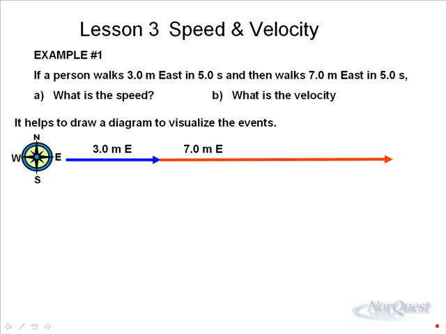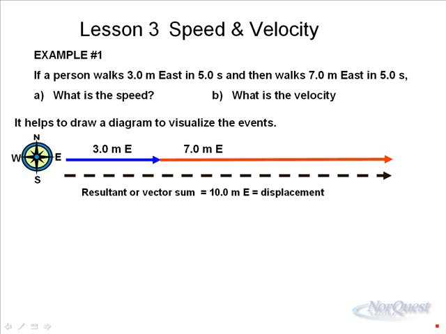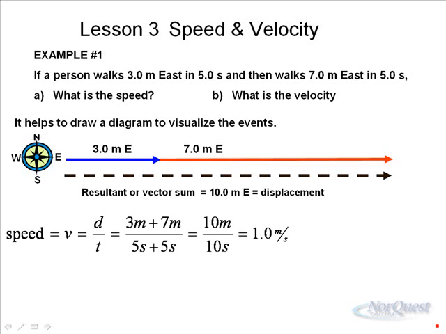And the resultant of these two vectors is, as you can see, 3 plus 7 is 10 meters. So the total distance is 10 meters. Also, though, the total displacement is 10 meters, but you also have to say with displacement what the direction is, and of course, it's to the east. So when we calculate the speed, speed is equal to d over t. Distance over time is 3 plus 7 meters over 5 plus 5 seconds, 10 meters in 10 seconds, 1 meter per second.